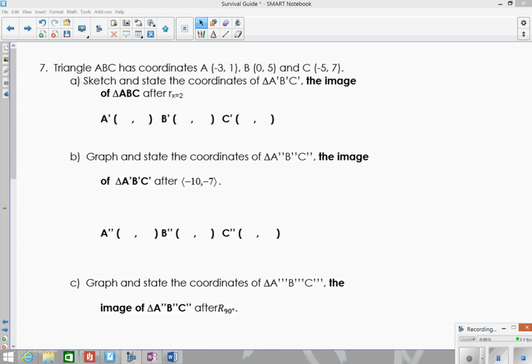For this example, we're going to take triangle ABC with the given coordinates, and we're going to do a reflection over the line x equals 2. Whenever I see a lowercase r, that means it's a reflection, and then the subscript is the line that you're reflecting over.